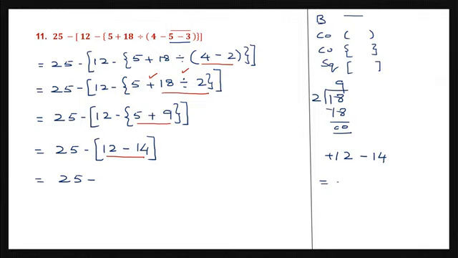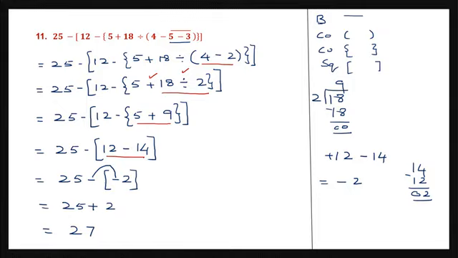Signs are different, put the sign of the bigger number and subtract. So 14 minus 12 is 2. So minus 2. So here we have 25 minus, already we have a minus sign. So we'll put that minus sign within brackets again and then open our brackets. So this is 25 and minus into minus is plus. Plus 2, 25 plus 2 is 27. So this is our final answer, 27.